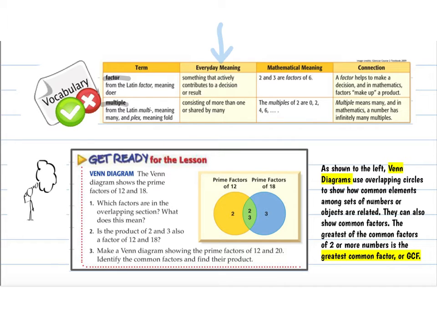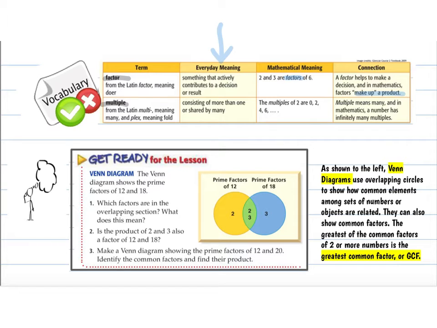And then in math, of course, we have that 2 and 3 are factors of 6, and that's something that makes up a product. So we talk about numbers that make up another one. For a multiple, which we'll talk more about in our next video lesson, a multiple is kind of on the other end. A number has infinitely many multiples. Those are the numbers we get to after we multiply.